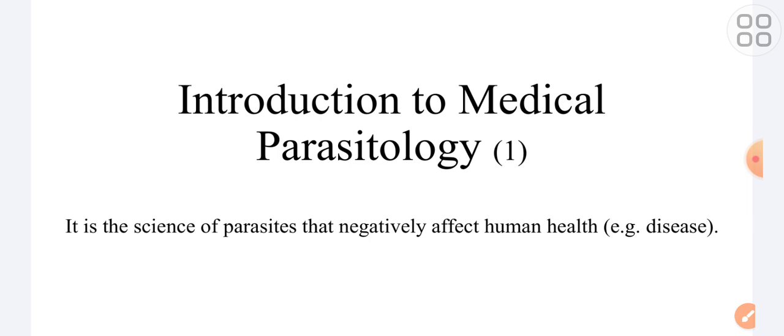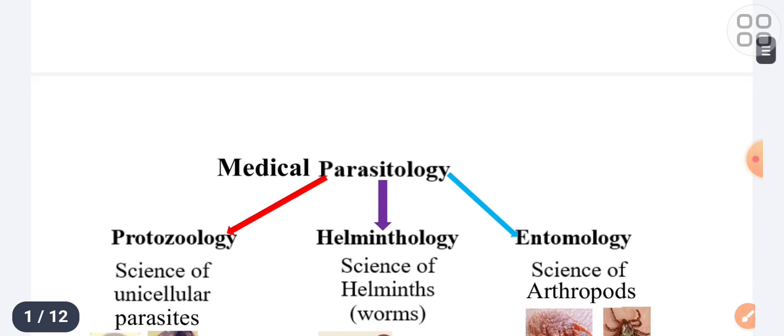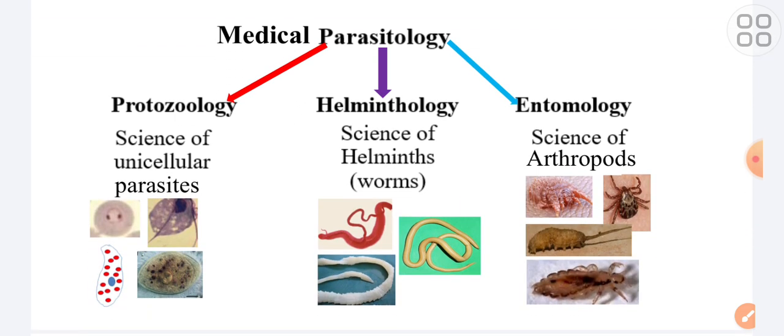We come to the definition of medical parasitology. It is a science of parasites that negatively affect human health, causing diseases. Medical parasitology is composed of three sciences. On your extreme left-hand side, protozoology, that is the science of protozoa. Protozoa are unicellular parasites. The whole parasite is composed of just one cell.